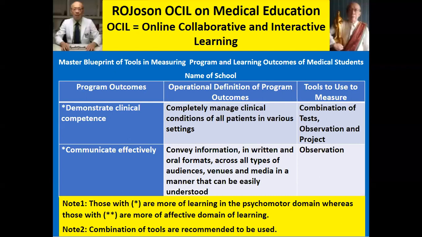Okay. There is 1 asterisk here, and in other entries there will be 2 asterisks. As a notation, those with 1 asterisk are more of the learning in the psychomotor domain, just like this one: demonstrate clinical competence, communicate effectively. Whereas those with 2 asterisks, as I shall present them later on, are more on the affective domain of learning. And then another note here is that a combination of tools is recommended to be used for these program outcomes.